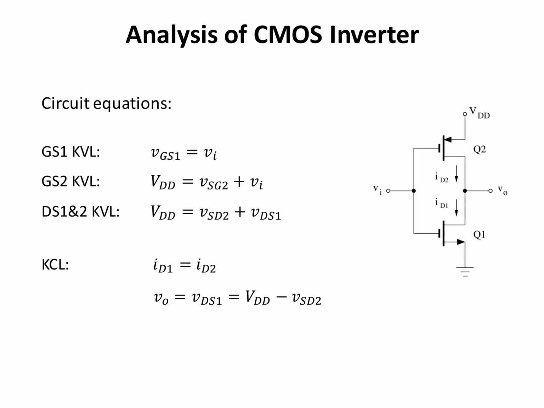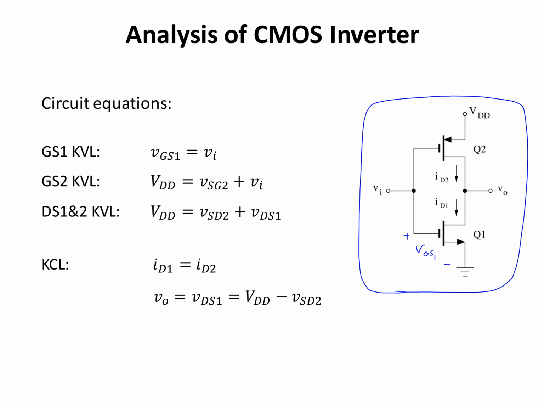Okay, so here is our CMOS inverter circuit, as you can see here. First, let's study the circuit equations. Gate to source KVL for transistor 1. This is my gate to source voltage of transistor 1.